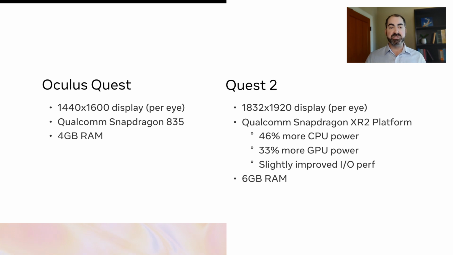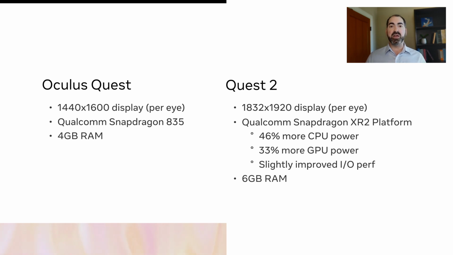The displays on Quest 2 are 1832 by 1920 per eye. That's about 50% more pixels than Quest and 90% more pixels than Rift S. This allows for more detail, crisper text, and no perceptible screen door effect.